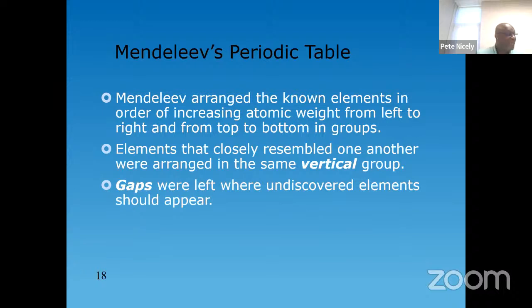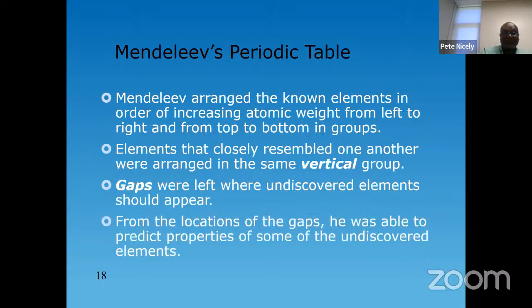And what those gaps basically represent are elements that were not yet discovered. However, based on the positions of those gaps, he was able to predict with a high degree of accuracy the properties that these undiscovered elements will display, right? And I say with a high degree of accuracy because when these elements were discovered and when these properties were compared to the ones that he predicted, there was a very close correlation.